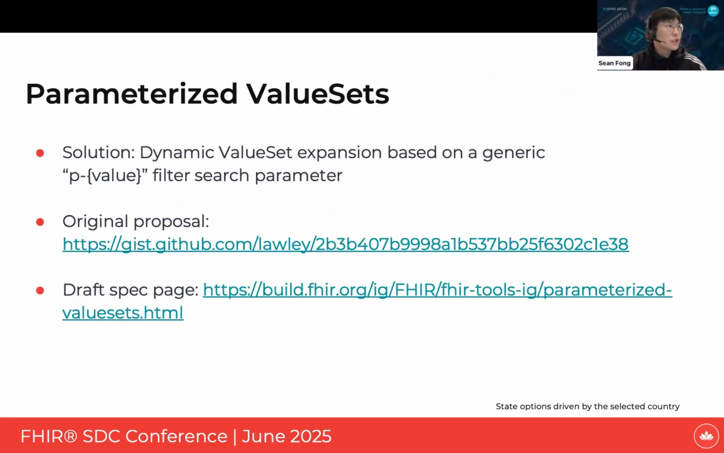Now, the solution is a dynamic value set expansion based on a generic p-value filter search parameter. That's a mouthful, but essentially what it means is you only need one value set which contains all the states, and then you use a search parameter to filter them. Now, this was first proposed by Michael Lawley with inputs from Brian and Graham. Here's the link to the original proposal, and there's also a link to the draft spec page.